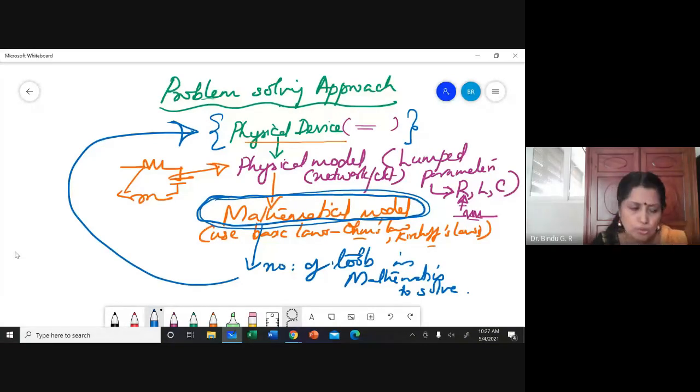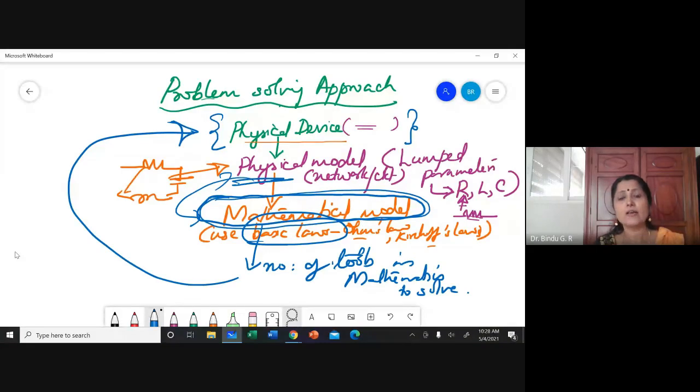Is it clear? So what I wanted to emphasize is that you need a physical model, as well as some basic laws, by which you can convert the physical model into the mathematical model. What do you mean by mathematical model? Mathematical equations, just the equations. You get the equations in the form of differential equations or algebraic equations. You can solve and find some answer and go back to the physical device.